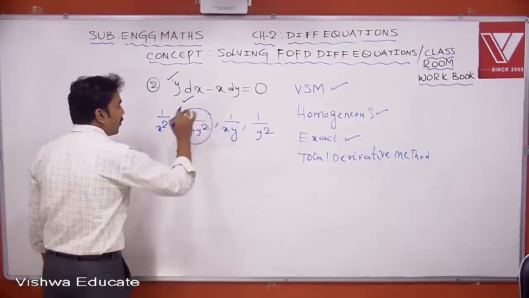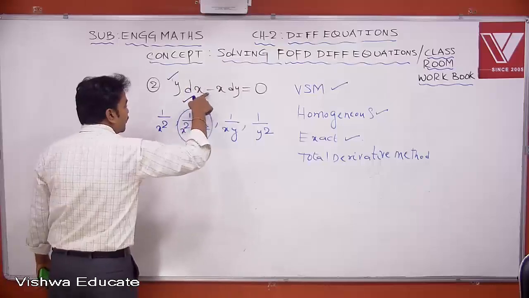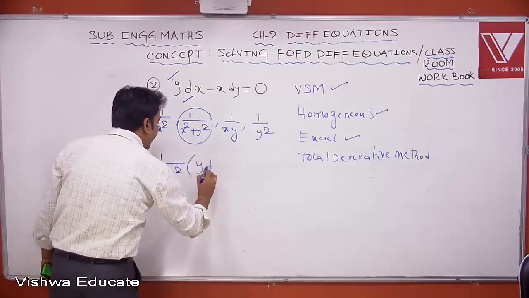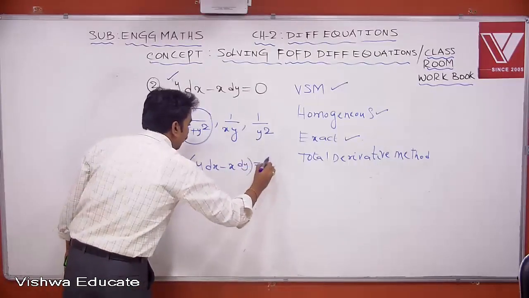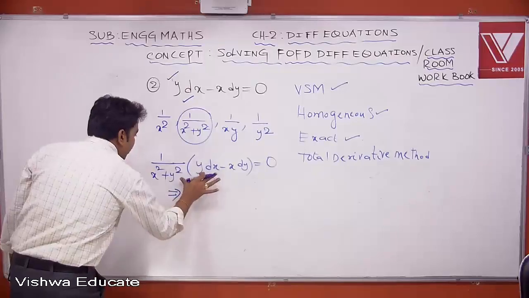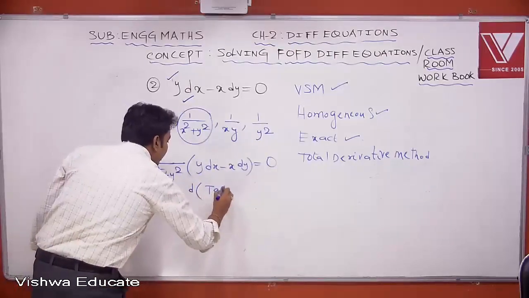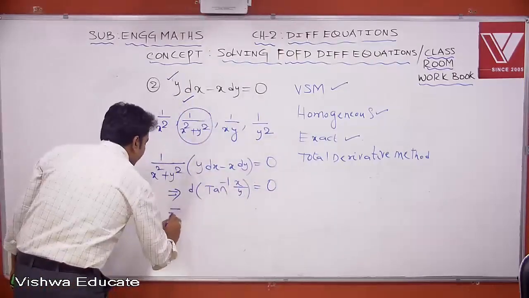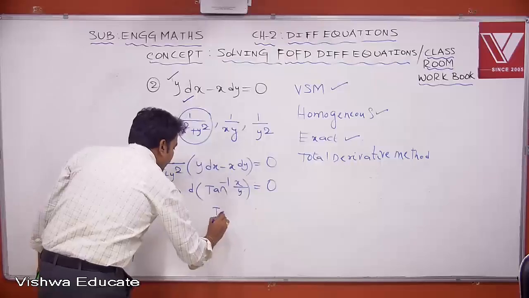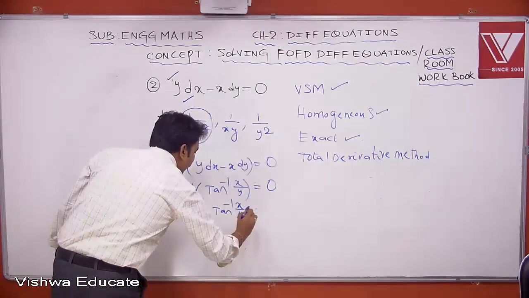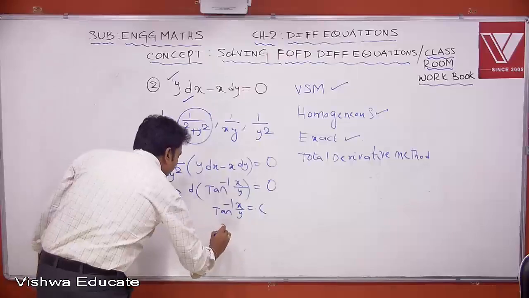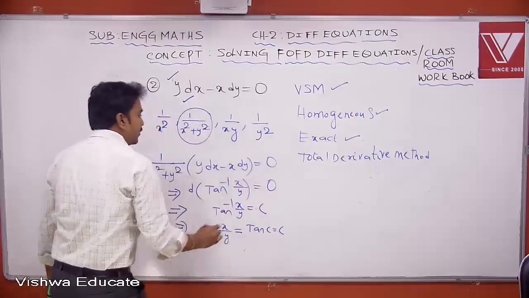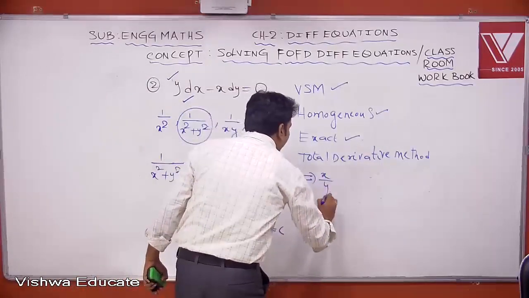Suppose I am going to use this complicated integrating factor. So let us multiply this equation with this. This becomes 1 by x square plus y square into y dx minus x dy equal to 0. Now this LHS part is nothing but the derivative of tan inverse of x by y equal to 0. So derivative of something is 0 means this must be constant. So tan inverse x by y equal to c. So x by y equal to tan c. Tan c is nothing but again a constant c. So x by y equal to c.